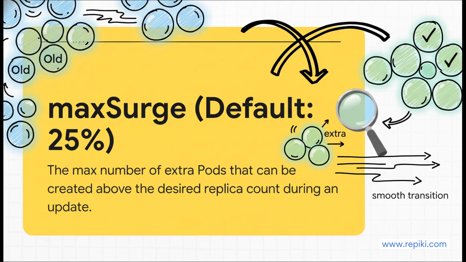The first dial is maxSurge. This basically tells Kubernetes how many extra pods it's allowed to create during the update, above your target number. The default is 25%. This lets new pods come online and get ready before the old ones have to be terminated, which makes the whole transition way smoother.